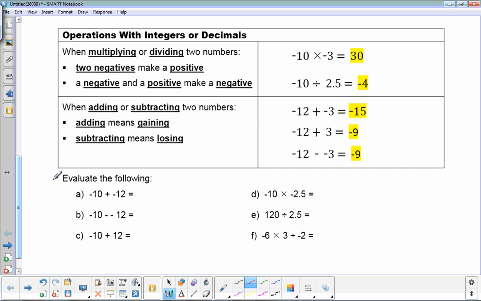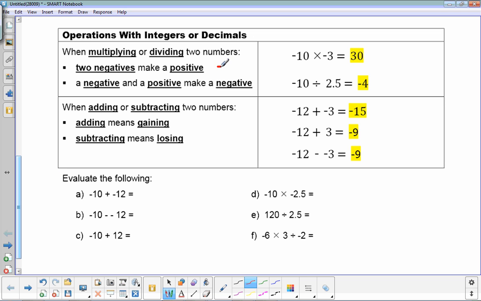This is part 2 of the math review. We're looking at adding, subtracting, multiplying, and dividing positive and negative numbers, so integers or decimals. When you're multiplying and dividing, what you want to remember is this.